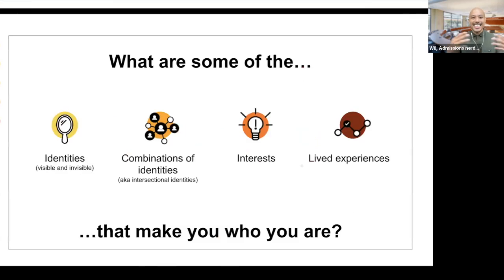Okay, we each have identities that we hold, whether they're visible, I'm bald, maybe they're invisible. There's combinations of identity. Think intersectionality, and this is stemming from the work, the Black feminist theory, Kimberly Crenshaw, among others. Intersectionality, right? How do these layers influence our position relative to the world around us? What are the interests you hold? What are the things that excite you? What are your lived experiences? All of these pieces contribute to who each and every one of you are.